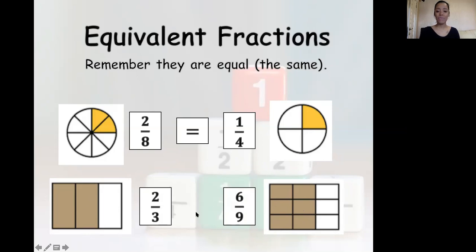And these two, very different numbers, right, are equivalent. They are equal. They mean the same, okay? So just because this has bigger pieces and this has smaller pieces, we still know that they're the same, they're equivalent, okay? And we're getting the same amount, all right?